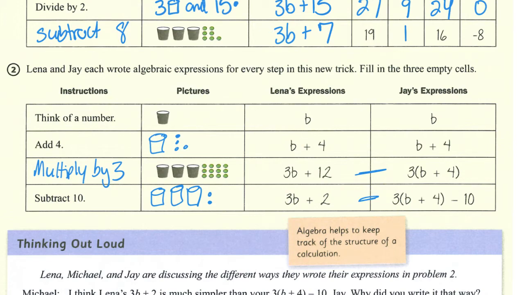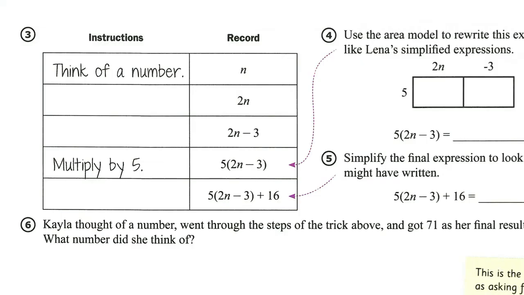So that's just very different, and then they wrote this next part different as well. Jay just took what he had first and subtracted 10. Lena subtracted 10 from the 12. Now they're both correct, it's just different ways of writing those expressions.